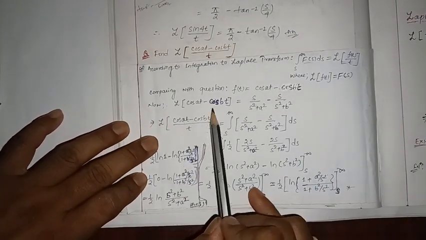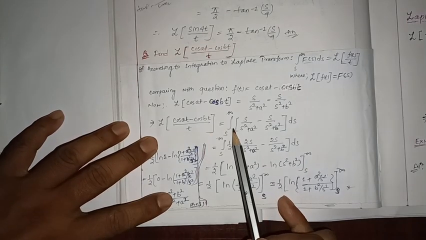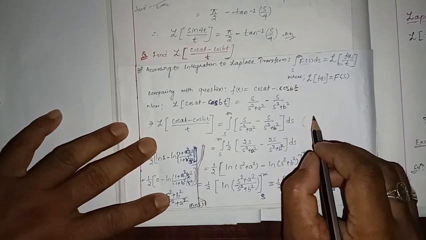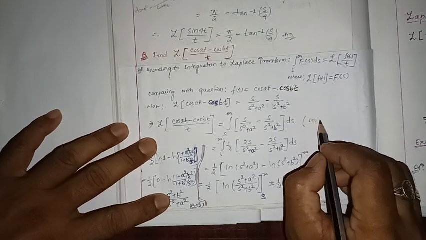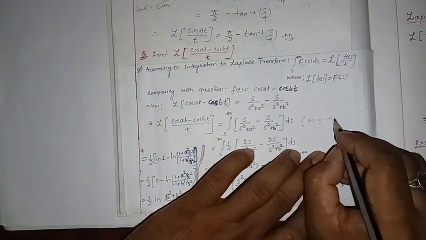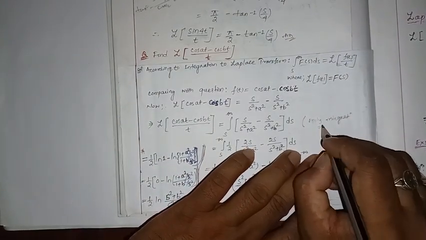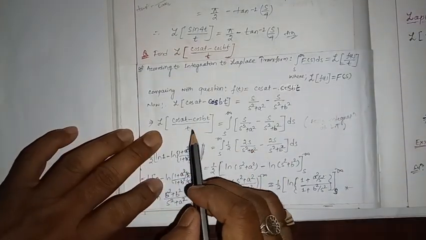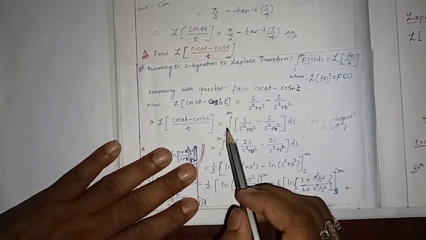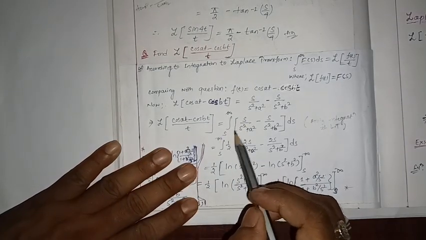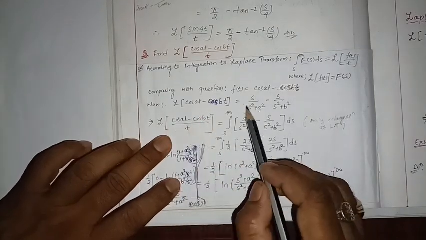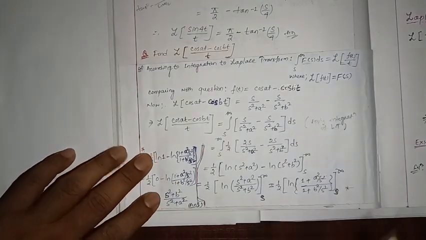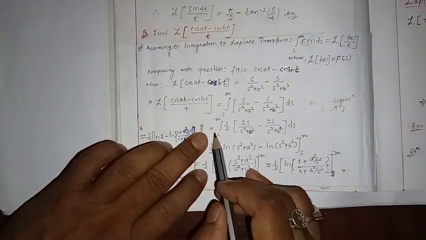That implies the Laplace transform of this by t will be equal to how much? Here we applied the integration of Laplace transform. The Laplace transform of (cos at minus cos bt) by t will be equal to the integral from s to infinity of the Laplace transform of this one, which we already found: s by s square plus a square minus s by s square plus b square ds.